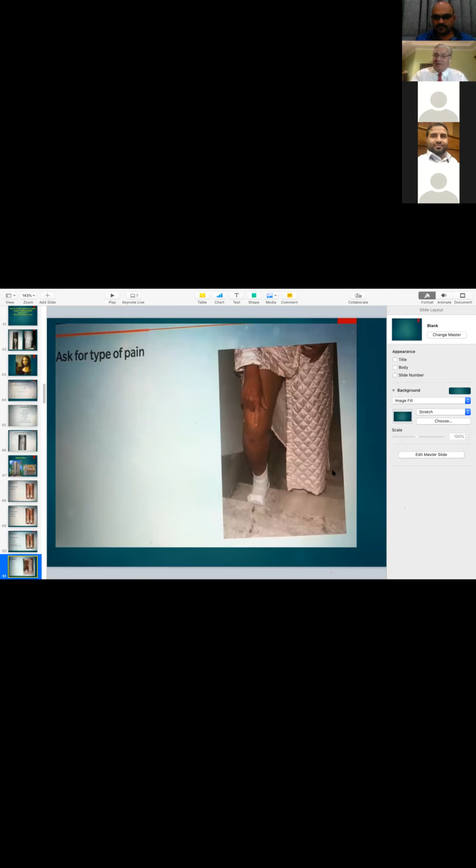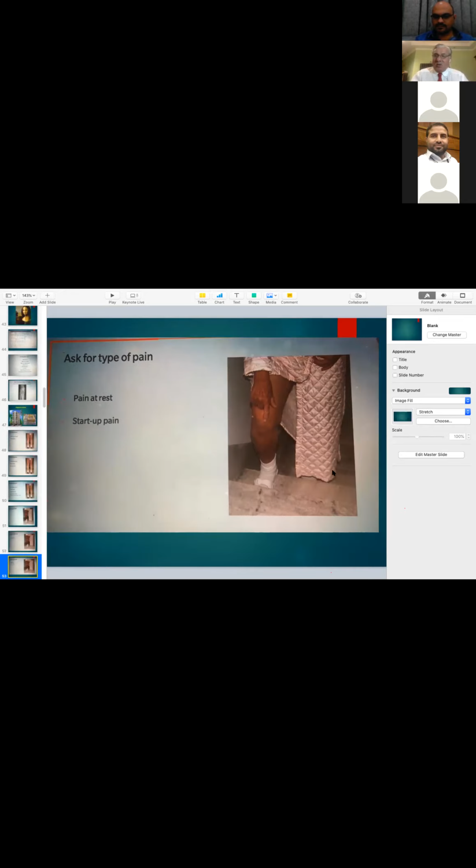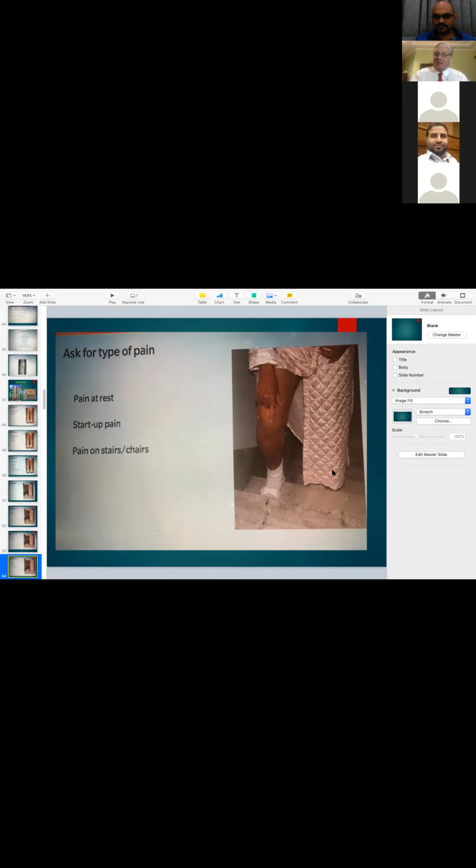Type of the pain: it's very important to know the type of the pain. If the pain is at rest, this means infection. Concentrate on the infection, not definitely, but concentrate. If the pain is at rest, it means continuous. When the pain starts up, this is intra-articular instability. When the patient starts coming out from the chair or the bed, or when he's climbing or descending, this is the problem of maltracking.